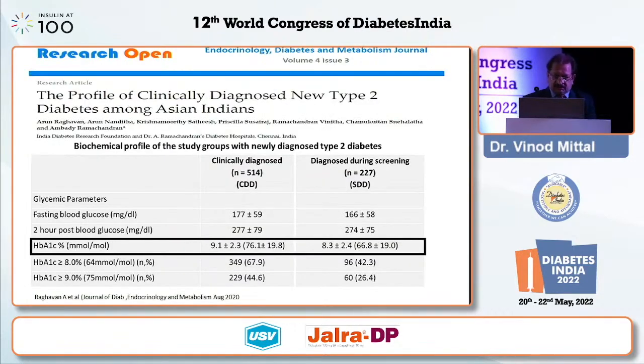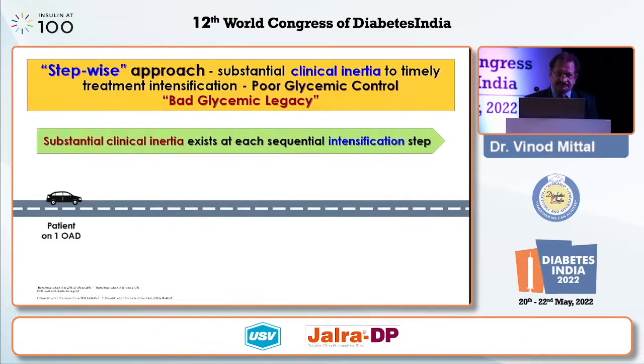Maximum is 6 months, and then it should remain less than 7% for the whole life of the patient. Now in this study, we can see HbA1c clinically diagnosed was 9.1 plus minus 2.3, very high. We come across such patients every day. And then diagnosed during screening, 8.3. So overall, average A1C of Indian adult diabetic population is 8.6, which is very high. And we are talking of bringing it to less than 7%.